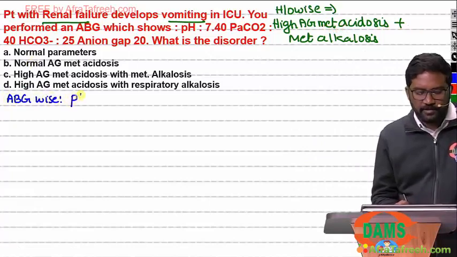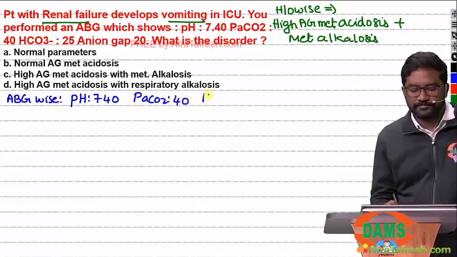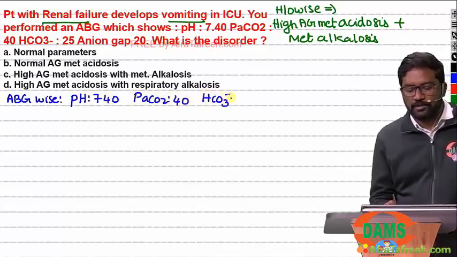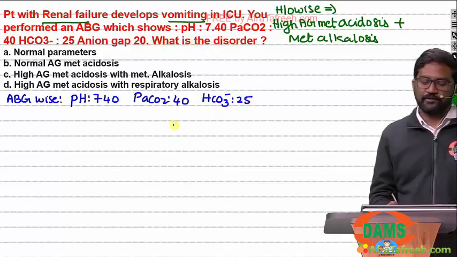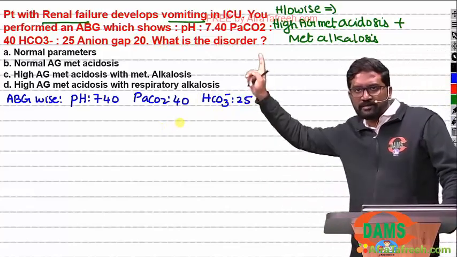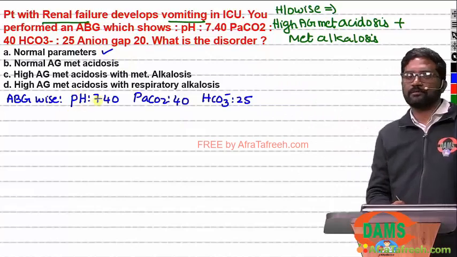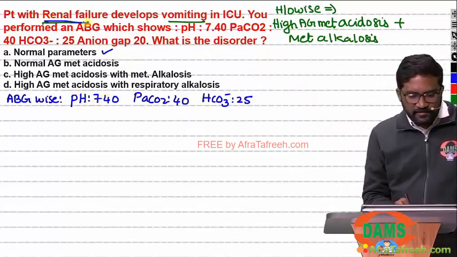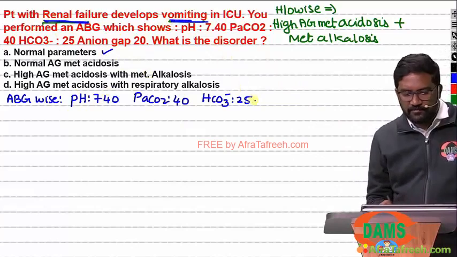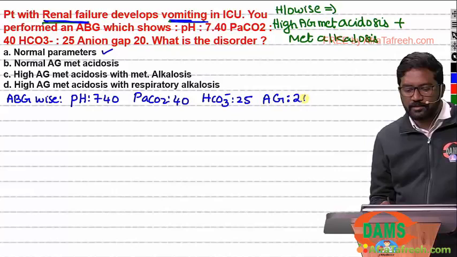Writing down the parameters. pH 7.40, PaCO2 40, bicarbonate 25. If I see only these parameters without seeing the history and without seeing the anion gap, my automatic answer will be normal parameters. But there is significant history and a very high anion gap. Anion gap is high, 20.